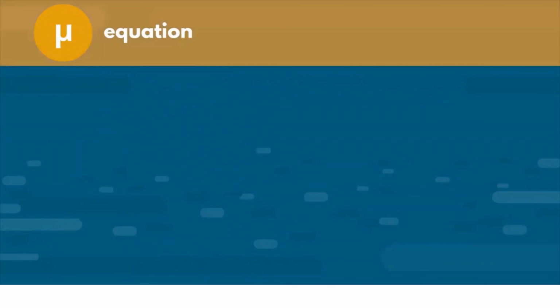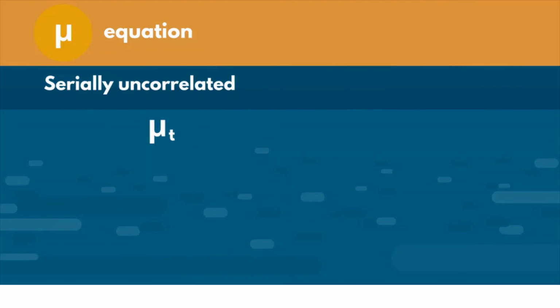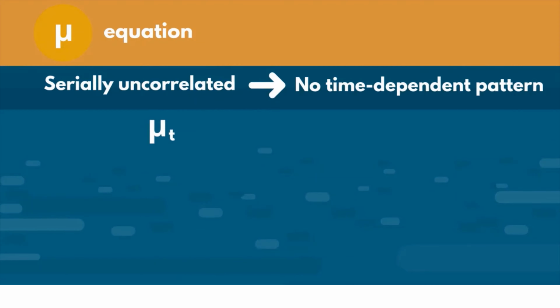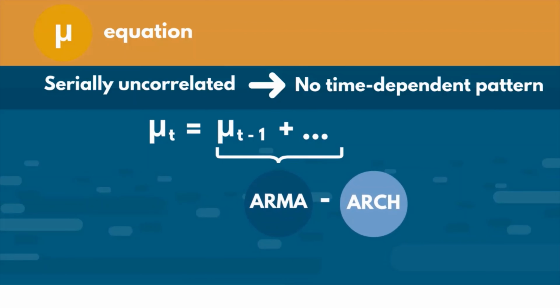We often assume the mean is serially uncorrelated. That is, there is no time-dependent pattern. However, at times where one is certainly apparent, we can adopt an ARMA-ARCH model. But how do we do that? We simply use the ARMA aspect to model the variable and leave the ARCH component to deal with the variance caused by unexpected shocks.